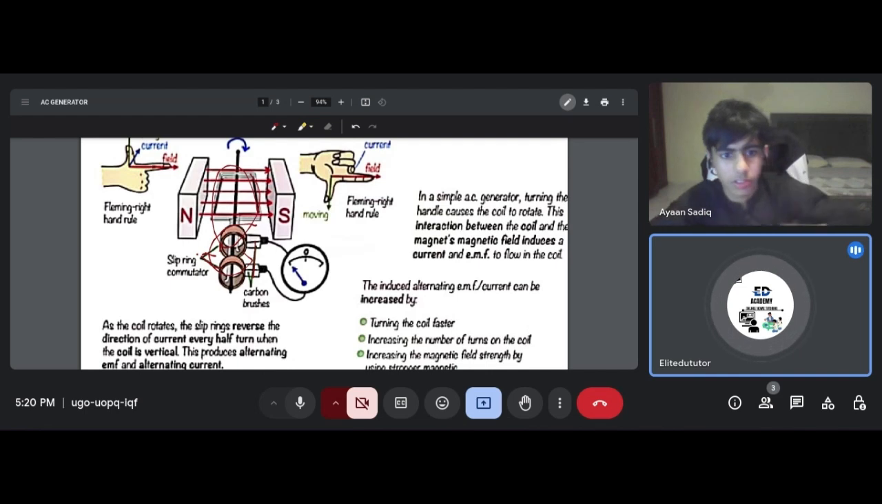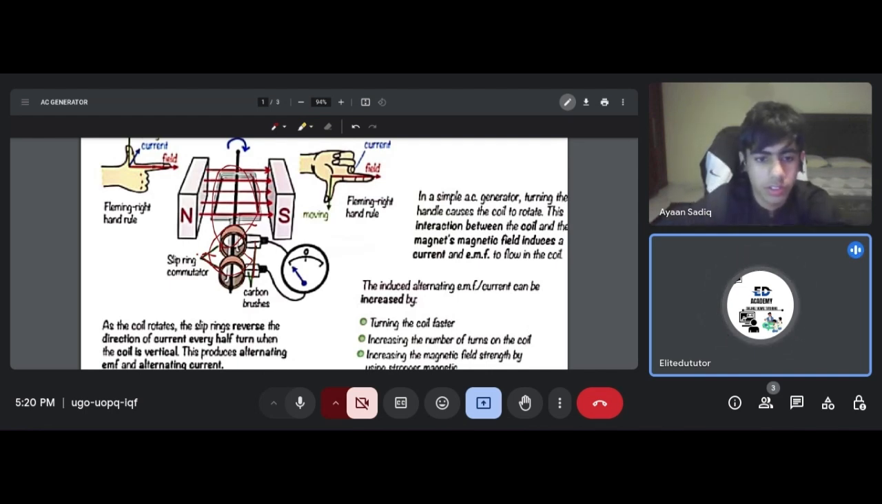The electricity, the induced current and the EMF, can be increased by turning the coil. For example, if you start the coil like 1 second, 2 seconds, 3 seconds, now you increase the movement, you increase the speed of the coil, and in that way the coil will start moving faster, and if the coil starts moving faster, the current will be produced larger.